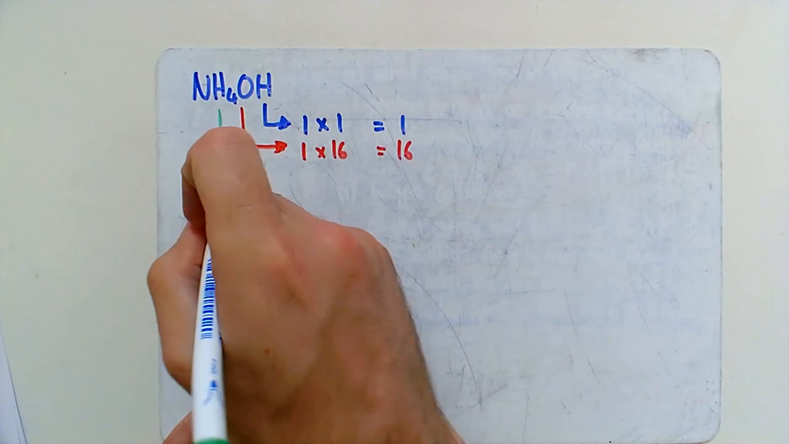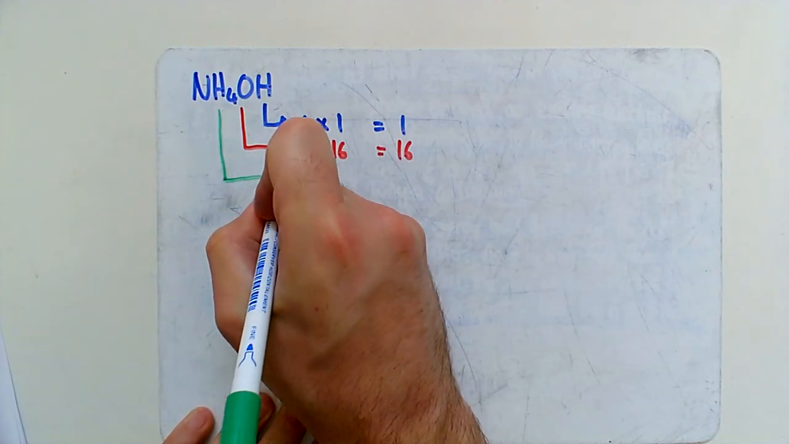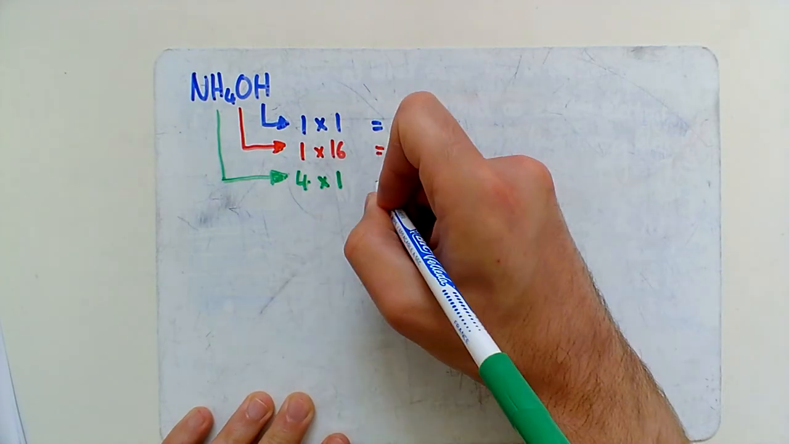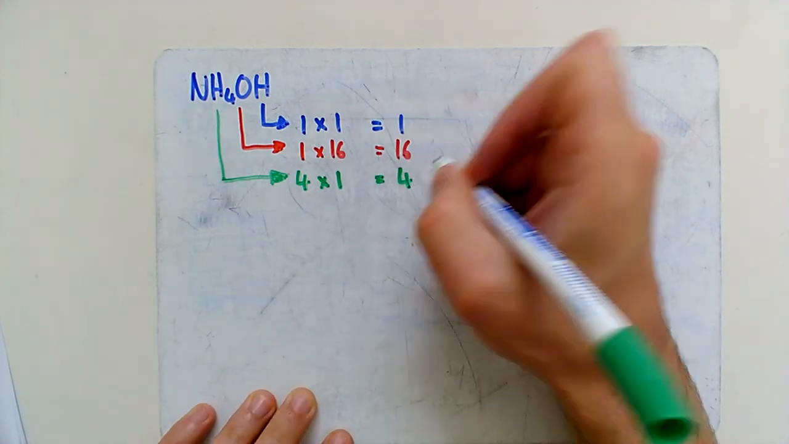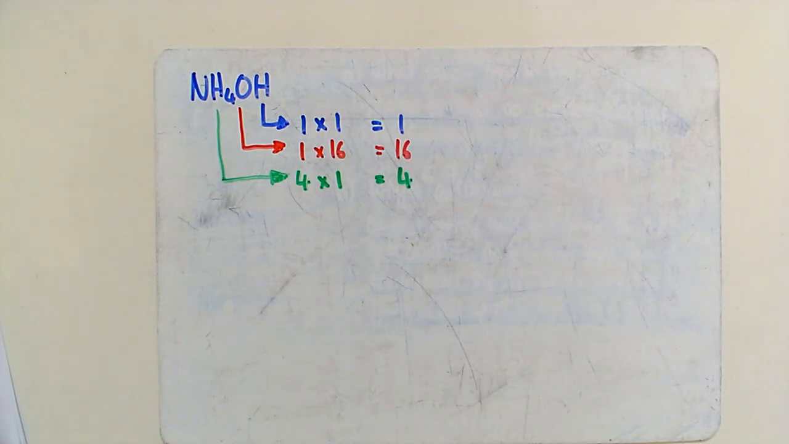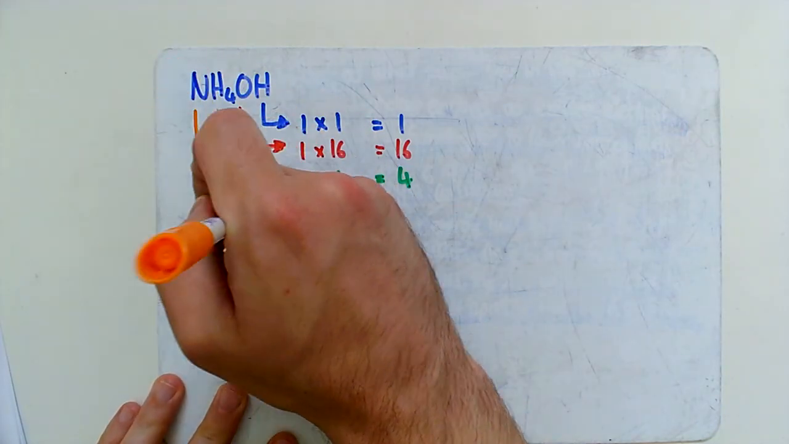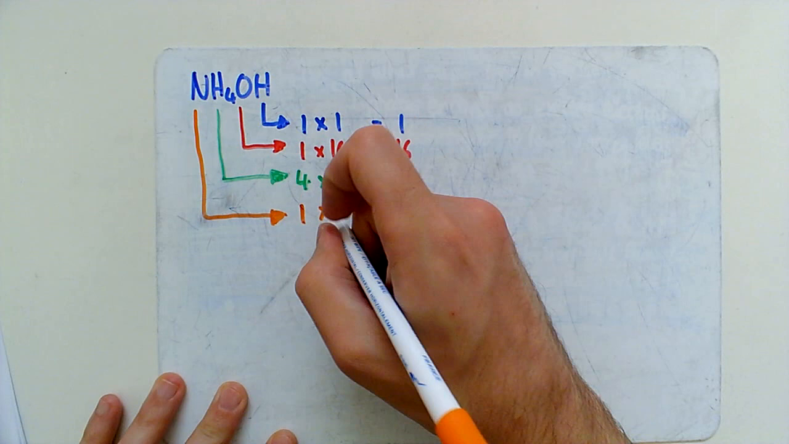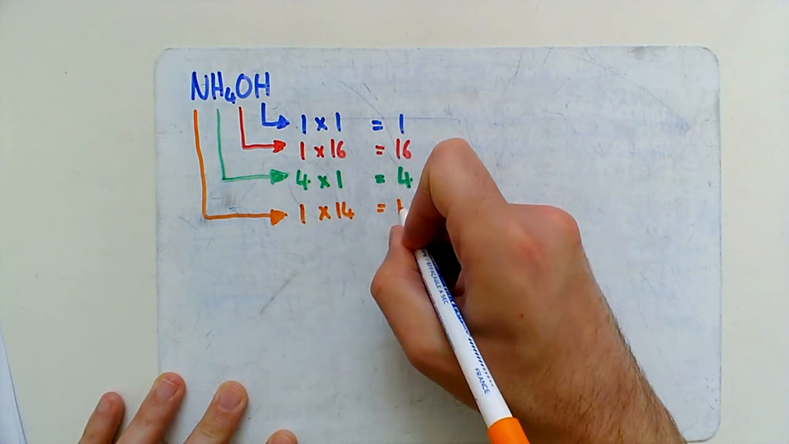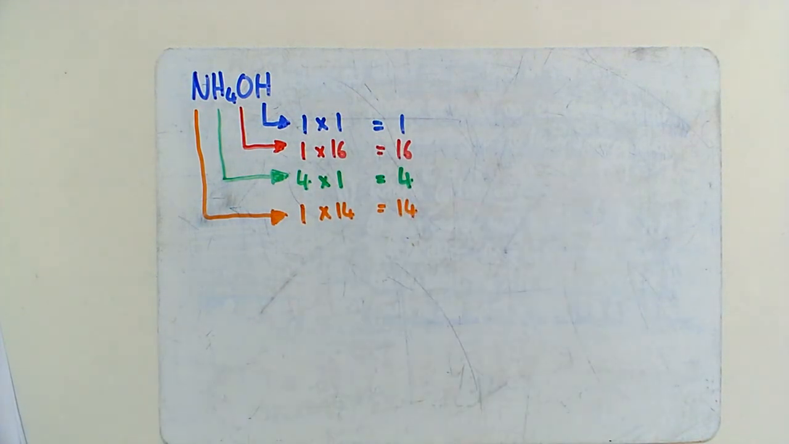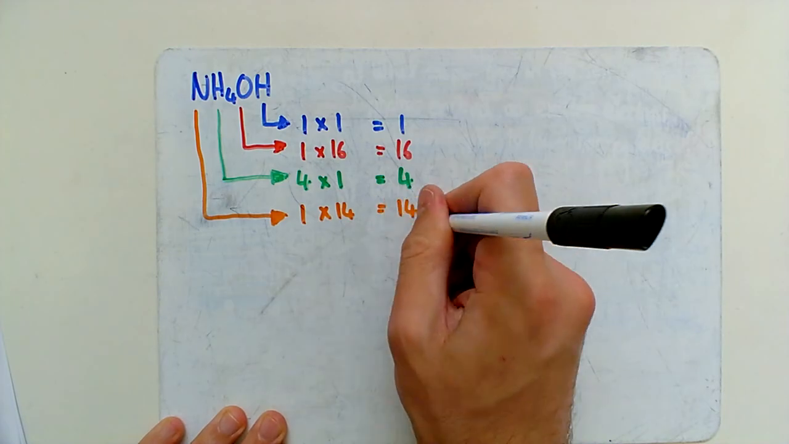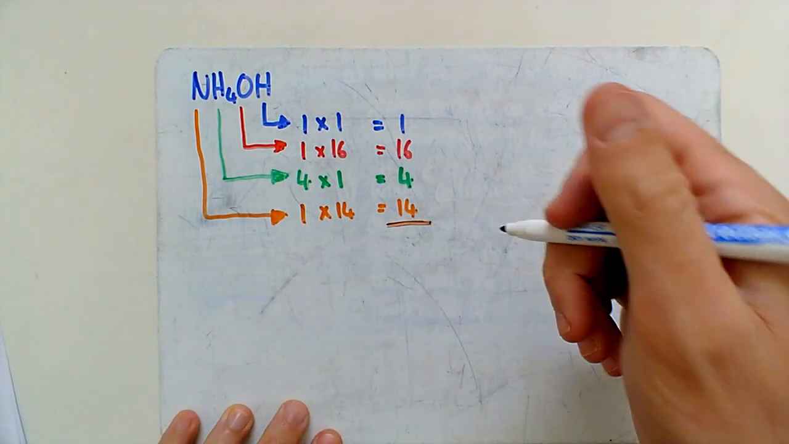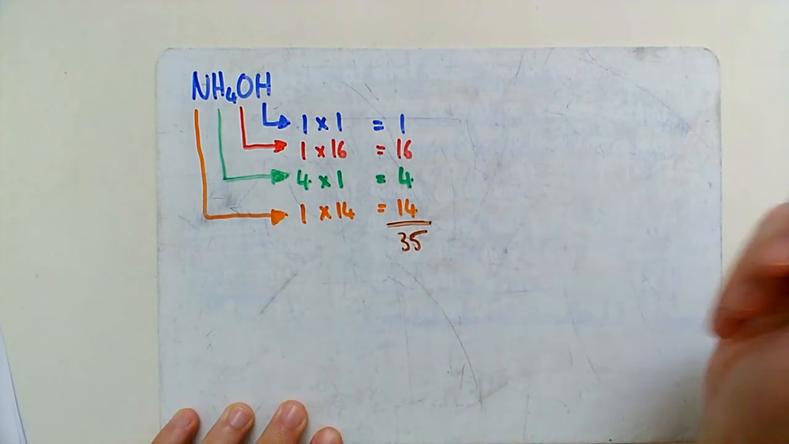Then these hydrogens, there are 4 of them, and each hydrogen weighs 1. So that's 4. And then finally, that nitrogen. There's 1 of them, and the mass of a nitrogen is 14, which equals 14. And then what they would do is add them together like that, and that is 35.